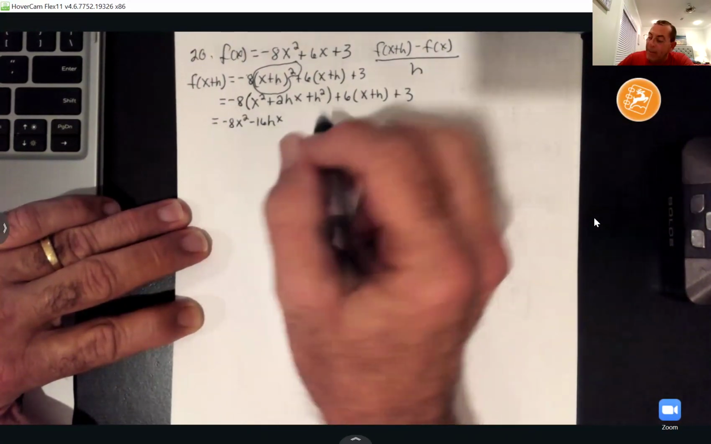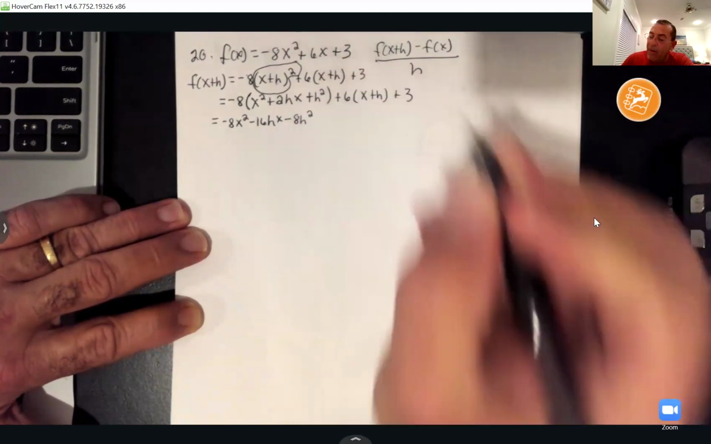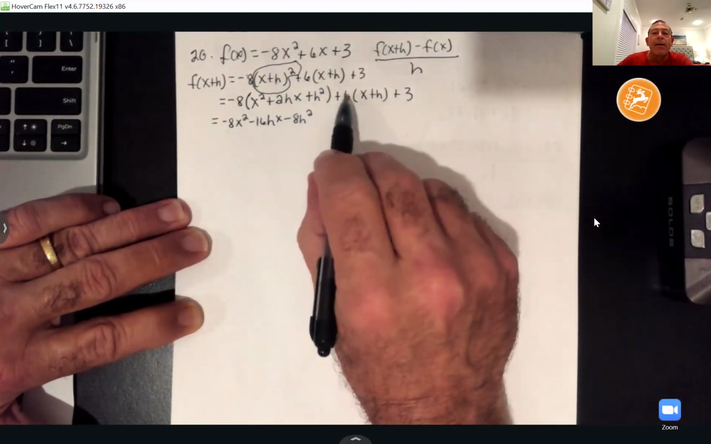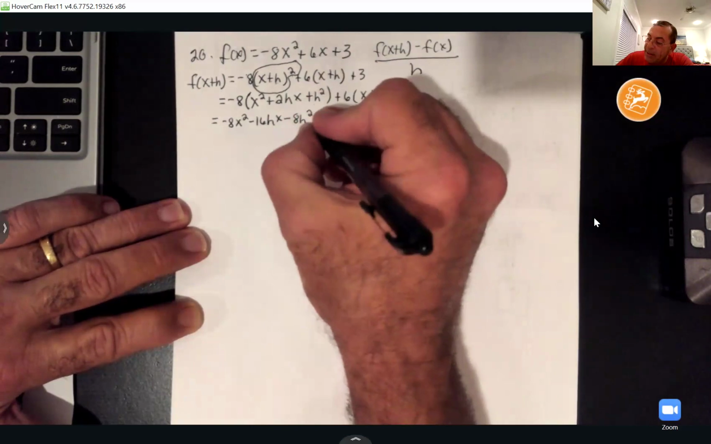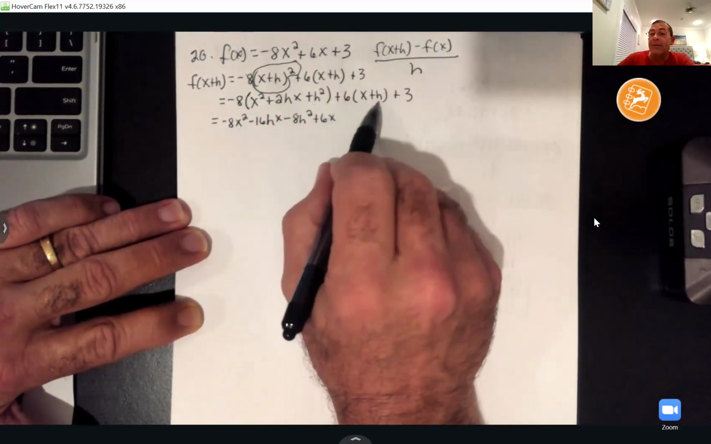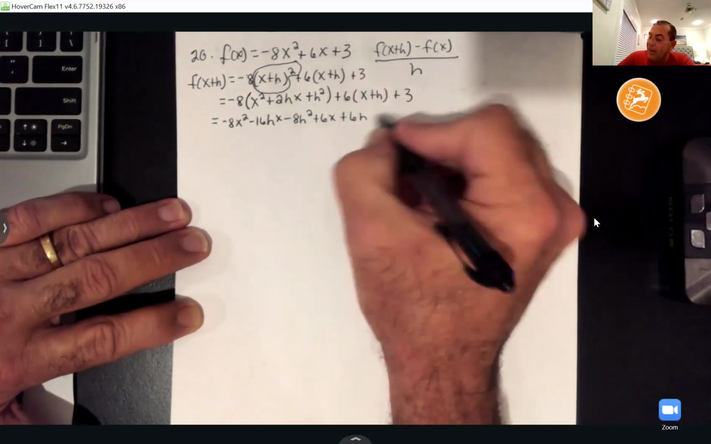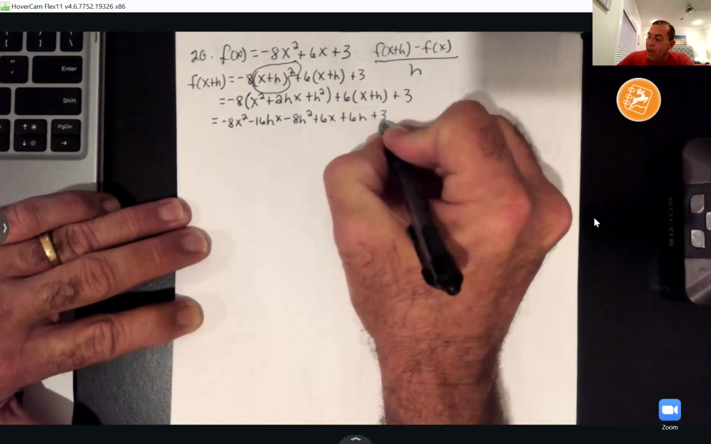Negative 8 times h squared is a negative 8h squared. Then here, 6 times x is 6x. 6 times h is 6h. And then at the end, bring down your positive 3.